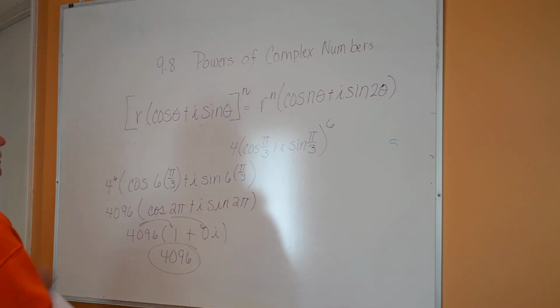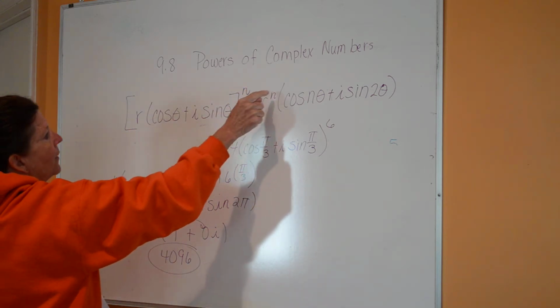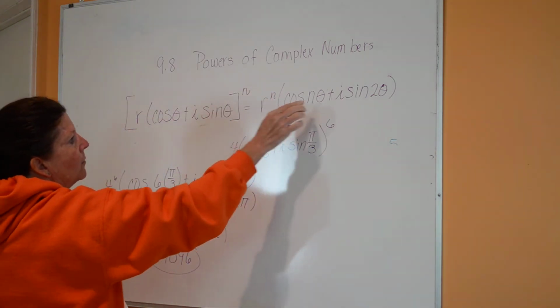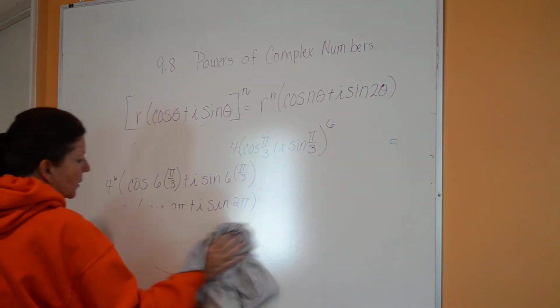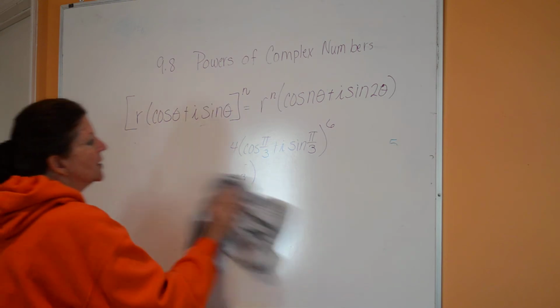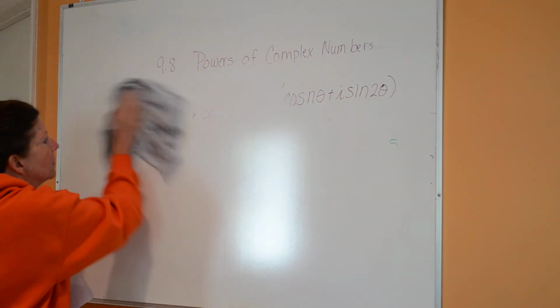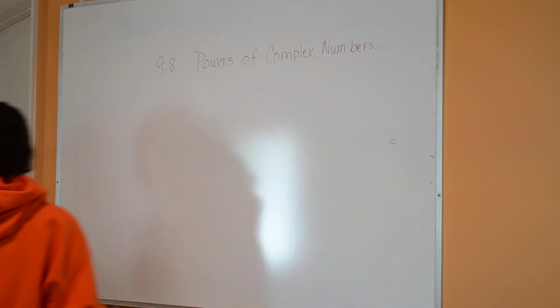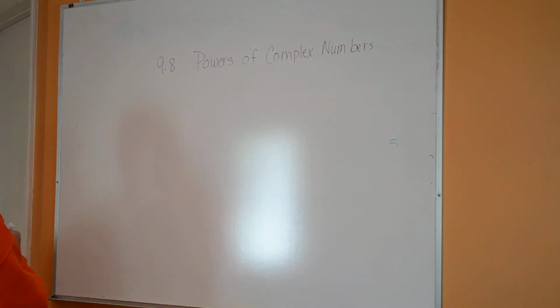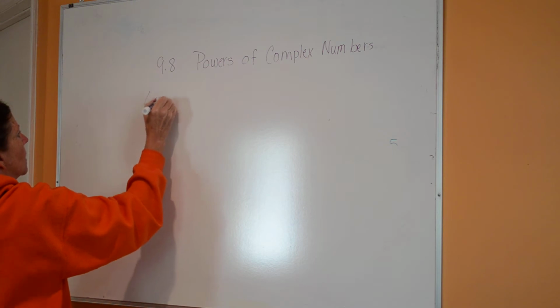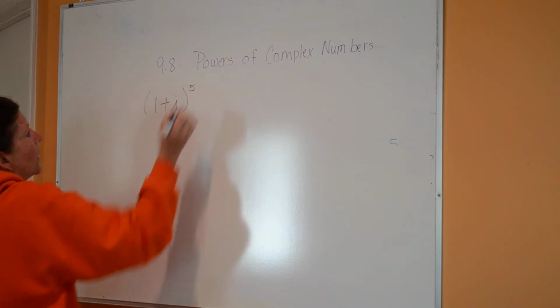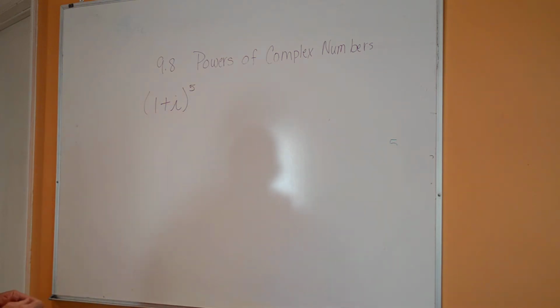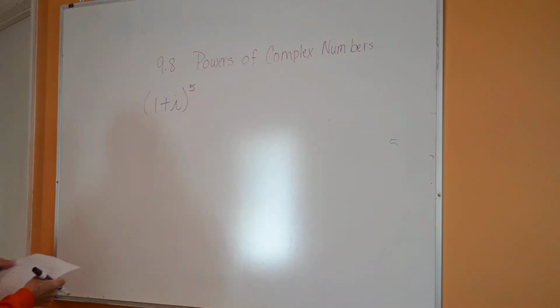Remember, it's a pattern. Repeating the pattern, the power goes on the r, but then the power also gets multiplied by the theta value. The very first thing you're going to do is put it in the polar complex form. So go ahead and do this one: 1 plus i to the 5th power. Pause the video and then come back and make sure you got your answer correct.